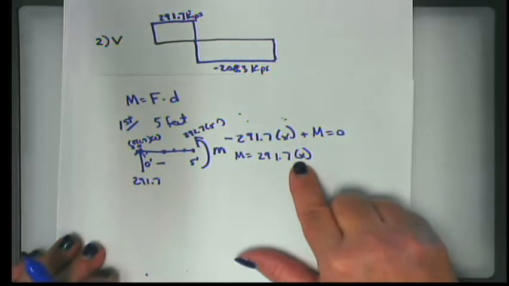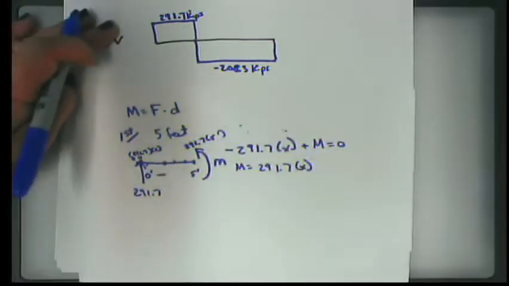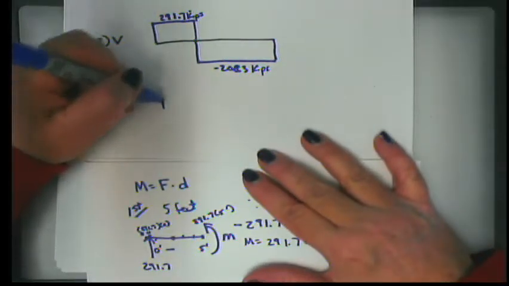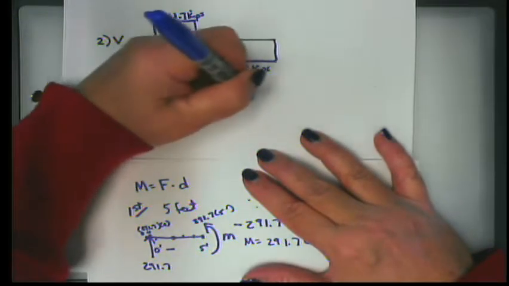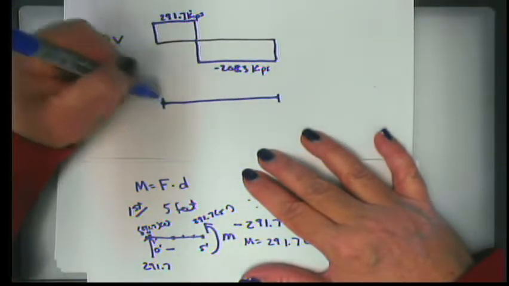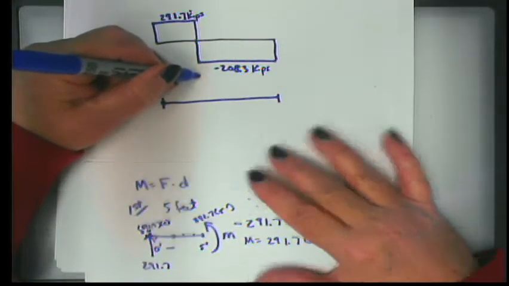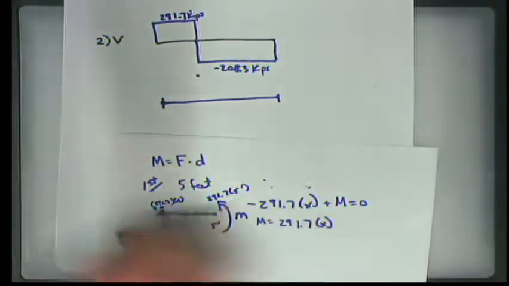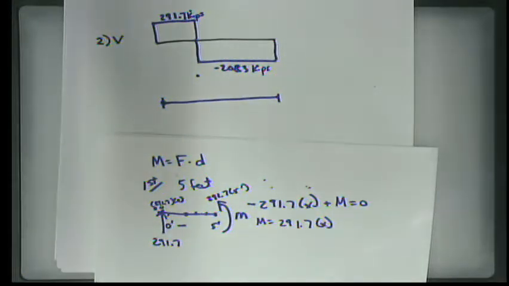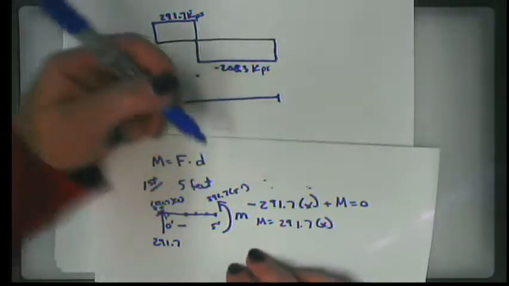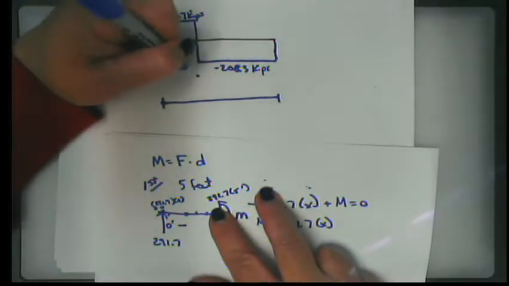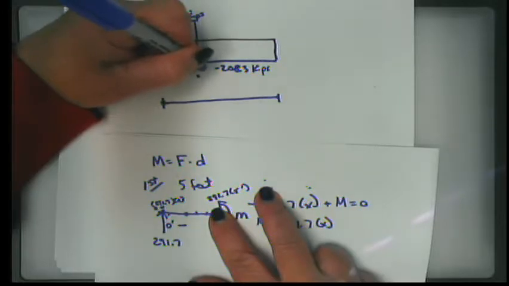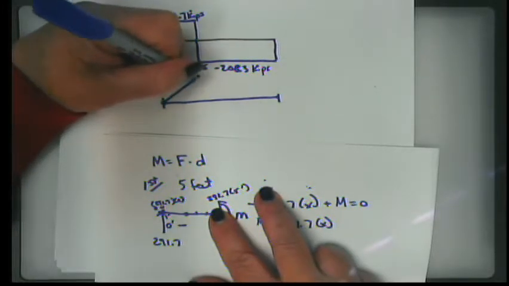And so you can see from this equation that it's linear. In other words, when I go from here to here, my moment starts as 0, and it ends up at this maximum value, 291.7 times 5, which is 1,458.5 kip feet, and that it's a linear relationship.